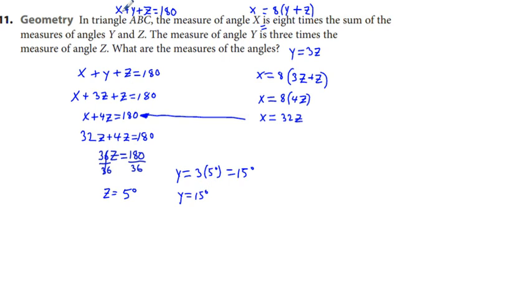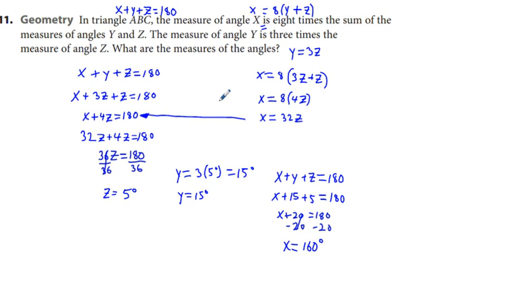And then the last one, we can use that original equation here, x plus y plus z equals 180, and substituting in for y and z, x plus 15 degrees for y plus 5 degrees for z is equal to 180. So we have x plus 20 degrees equals 180, and then we can subtract 20. So x is equal to 160 degrees.